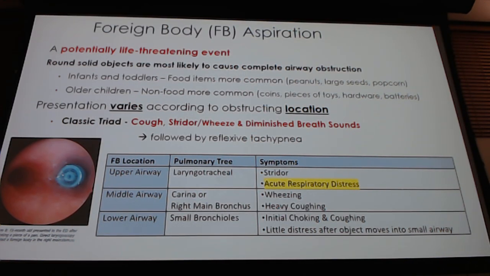When it comes to risk, these round, solid objects tend to cause more problems because they fit nicely into those round airways. Infants and toddlers, more likely we see food items. As kids get a little older, they can move around and they can open drawers and they can get into things. We more commonly see toys, coins, hardware, things like that. So the big learning point here is it depends on where the foreign body ends up. And that depends a lot on the diameter, the size, the shape.